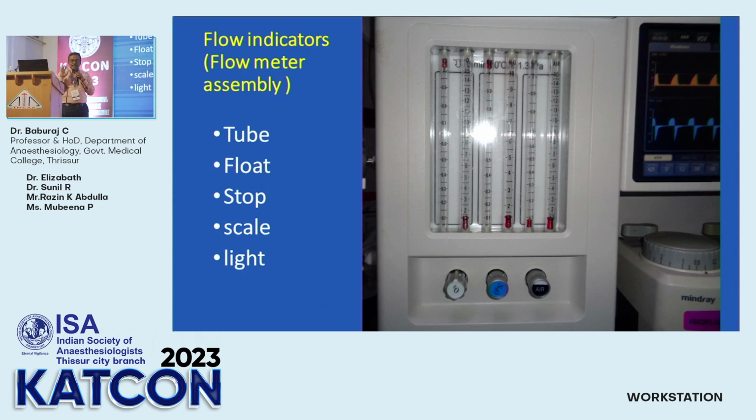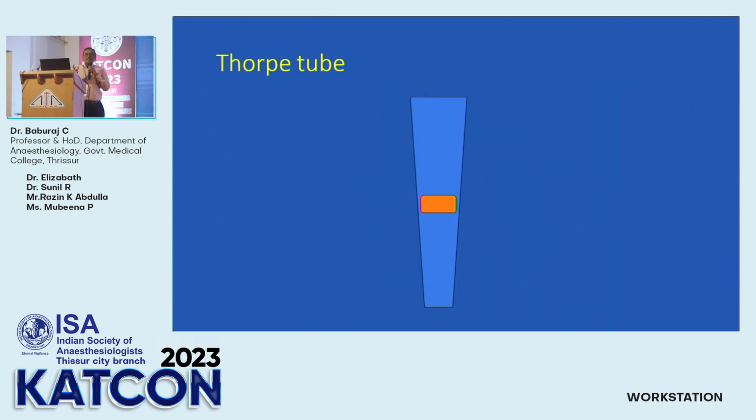So this is a flow indicator. You can see it is also known as flow meter assembly. There is a tube, there is a float, there are stops, there is a scale, there is a light also. Because if you are using it in a dark room for anesthesia, you need to switch on the light. And you know, the tube is a top tube. It is not a cylindrical one, it's a conical one.